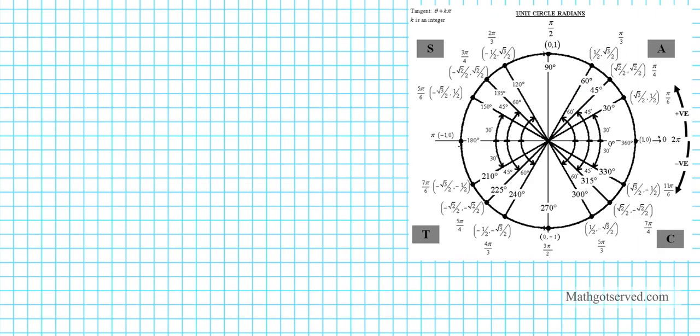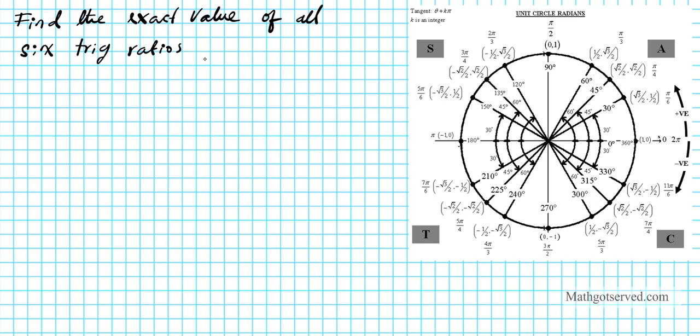All right, so instructions for question 3 and 4. We're going to find the exact value of all 6 trig ratios of the given angles using the unit circle. Okay, using the unit circle.